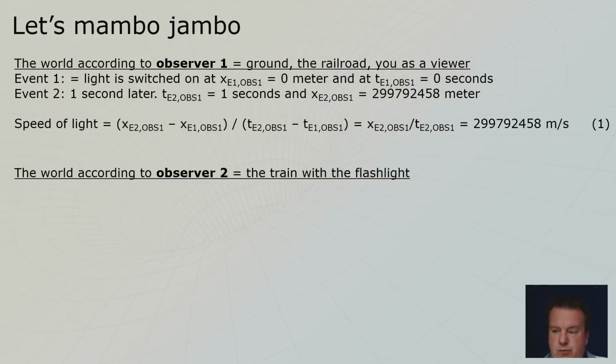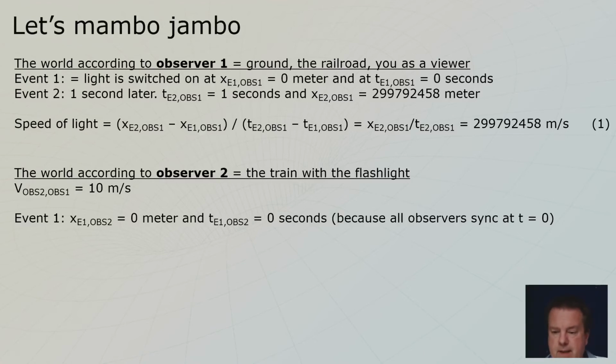Let's see observer 2. Observer 2 is the train on the left that had a velocity, through our eyes, we are observer 1, of 10 meters per second. The first event for that observer will be the same, because at t is 0, all observers in Einstein's special relativity sync their clocks and they are in the same place. So, that's easy.